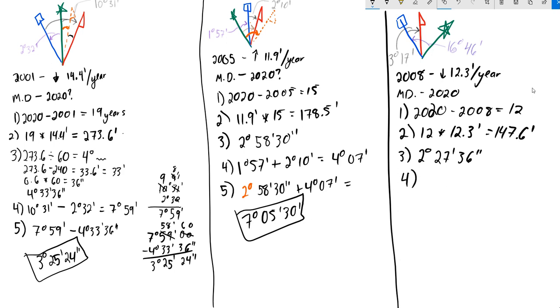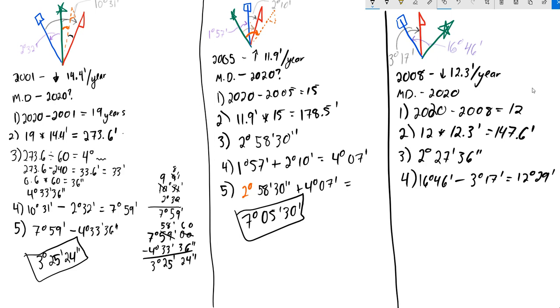And then step 4 is trying to figure out the original declination. So we need to find out the value in here. So we have 16 degrees, 46 minutes, minus 3 degrees, 17 minutes. And that is 13, 12, and let's see, if it was 20, it's 29. Okay, it's 12 degrees, 29 minutes. That's the original declination in 2008.